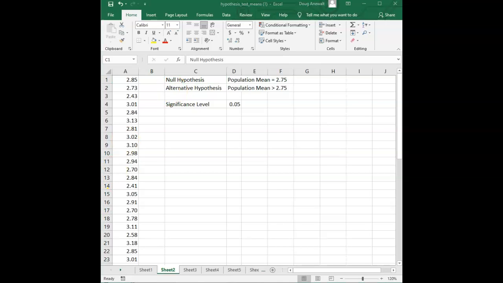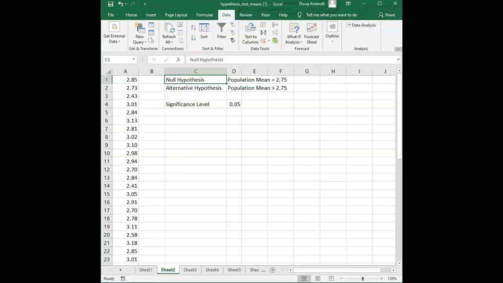So let me show you first. I'm going to do this hypothesis test two ways. First, I'm going to use the data analysis method. I don't really like this method because it has a few weird steps in it, but I'm going to show it first because it is kind of quick once you get the hang of it. Make sure you're on the correct sheet. Depending on the version of the problem, it'll tell you what sheet to use. I'm using sheet 2 here.